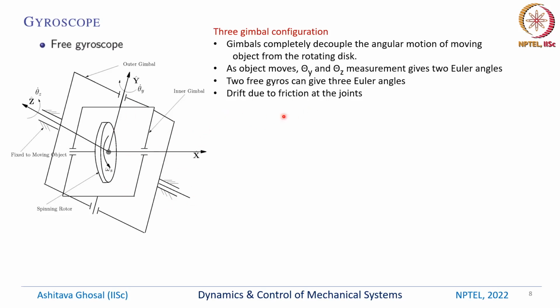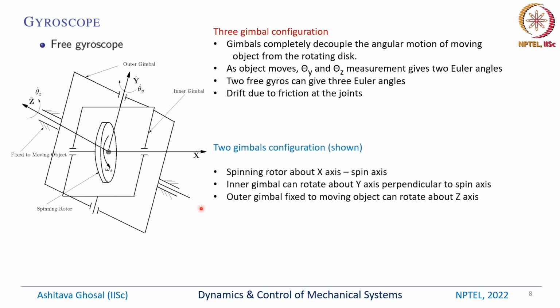There is of course this issue of some friction at these joints, at these rotary joints. So then due to friction there will be some drift. But nevertheless, conceptually, if I can measure the rotation about the y-axis and z-axis in this figure, and for another gyro rotation about x and let's say y, so together I have x, y and z, three rotations. So in this two gimbal configuration, the spinning rotor is about the x-axis. This is called the spin axis. The inner gimbal can rotate about the y-axis, and the outer gimbal fixed to the moving object can rotate about the z-axis.